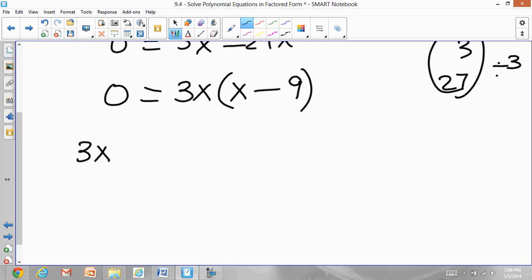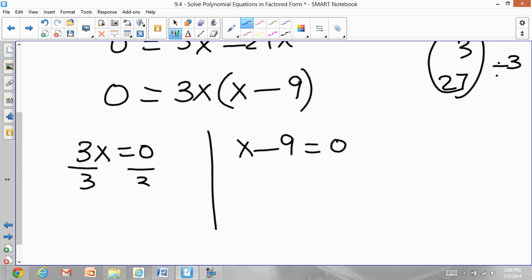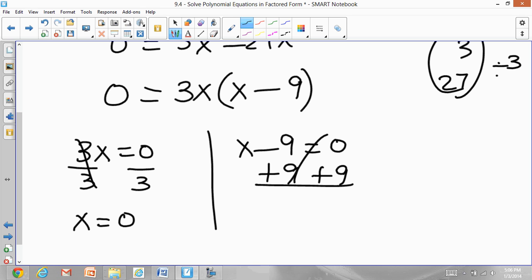So I'm going to write 3x is equal to 0, split them apart. x minus 9 is equal to a 0. Divide by 3 on both sides. x is equal to a 0. Plus 9 on both sides. This is your one-step equation. So now we have x equals 9. So for the answer, your x can either be a 0 or it can be a 9.